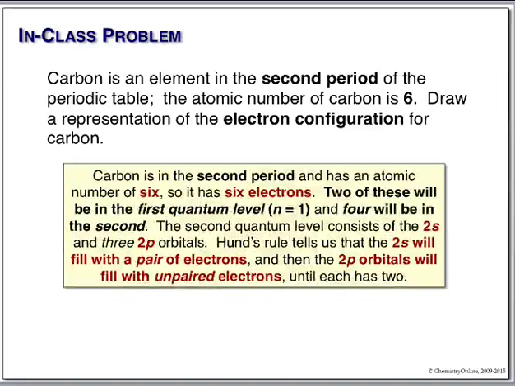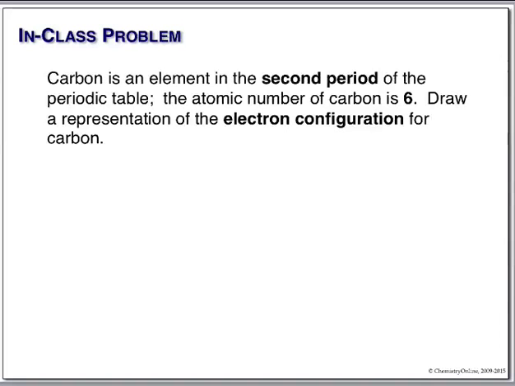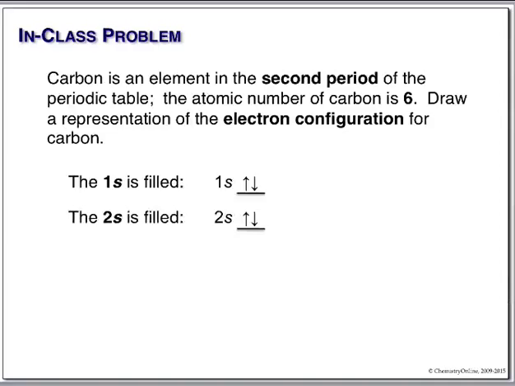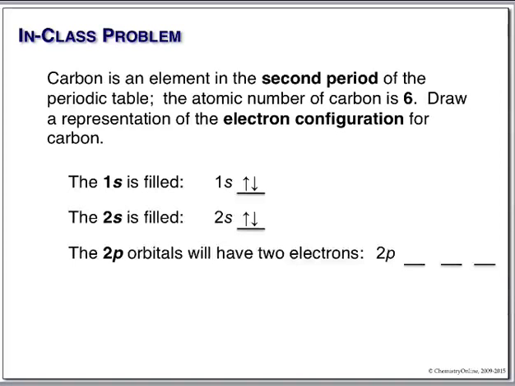All right, because we're in our second period, our first period is going to be filled. These are the 1s electrons. Then we're going to put the next set of electrons into the 2s and then move them into the 2p's. So the way we would show this is something like this. We're going to fill up our 1s. We have two electrons and they have opposite spins. For our second period, our 2s is going to be filled. We have two electrons, and again, they have opposite spin.